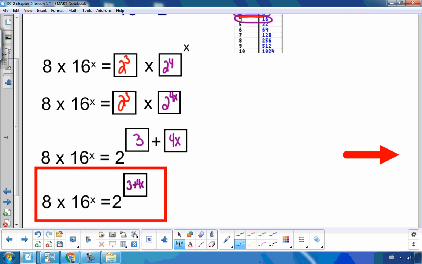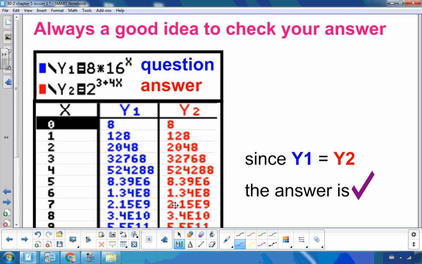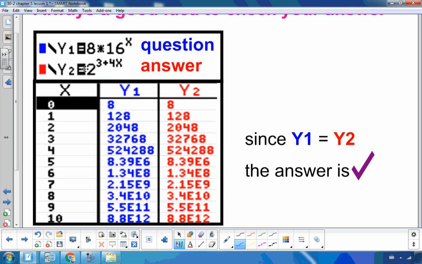Okay, at this point here, I just want to put in a big plug for the check because, you know, I'm a big fan of the check. How do I know if I did this right? Is 18 times 16 to the x the same as 2 to the 3 plus 4x? I can use my graphing calculator to check that. So I put the question into y1, I put my answer that I got into y2, and you can see that y1 equals y2. So since they are equal, I know my answer is correct. Anytime you want to check, if you're not too sure, always use your graphing calculator to help you.